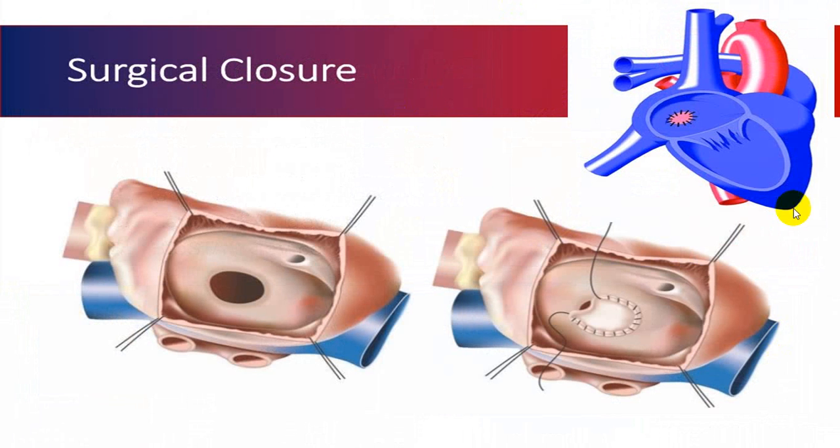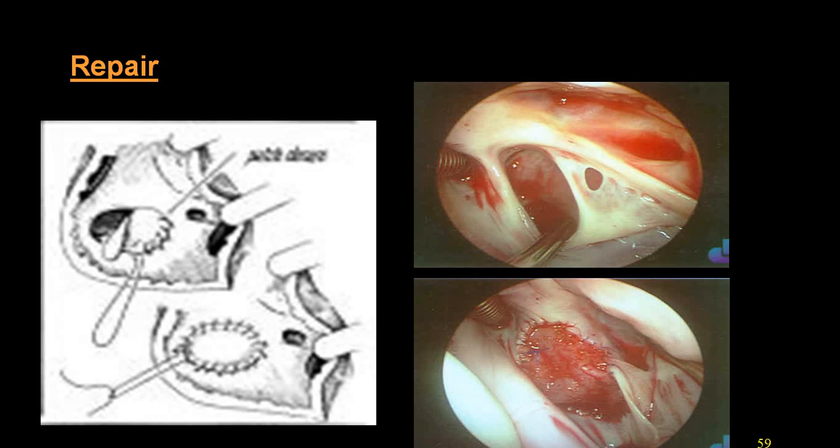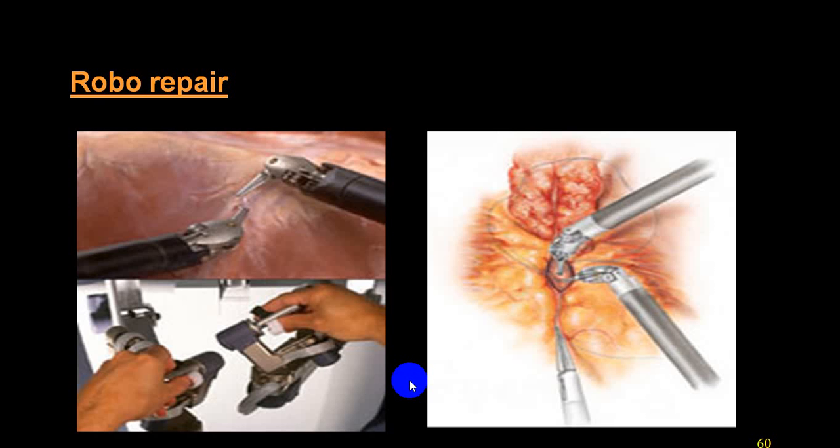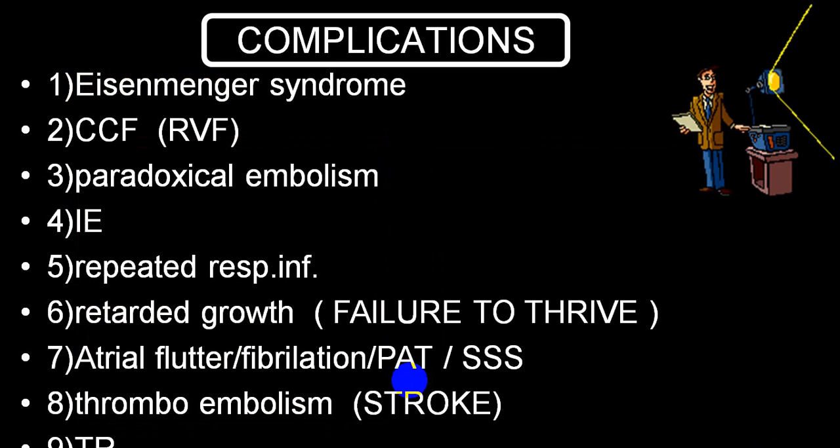And in a surgical closure, you can use a Dacron material and suture, but this will require an open surgery. So this is that particular repair. You put a patch and suture it to the interatrial septum. You can go for robotic repair also.